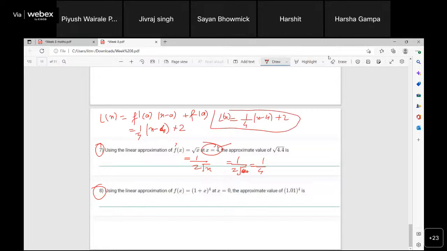Yes, sir. I can put any value here. Now what should I put? Since our expression is under root of x, we need to find out root 4.4, so put x equals 4.4. Just replace x by 4.4. So we get 1 by 4 times 4.4 minus 4, plus 2. It will be 1 by 4 times 0.4, plus 2, which is 2 plus 0.1. So the answer will be 2.1, right? Okay.